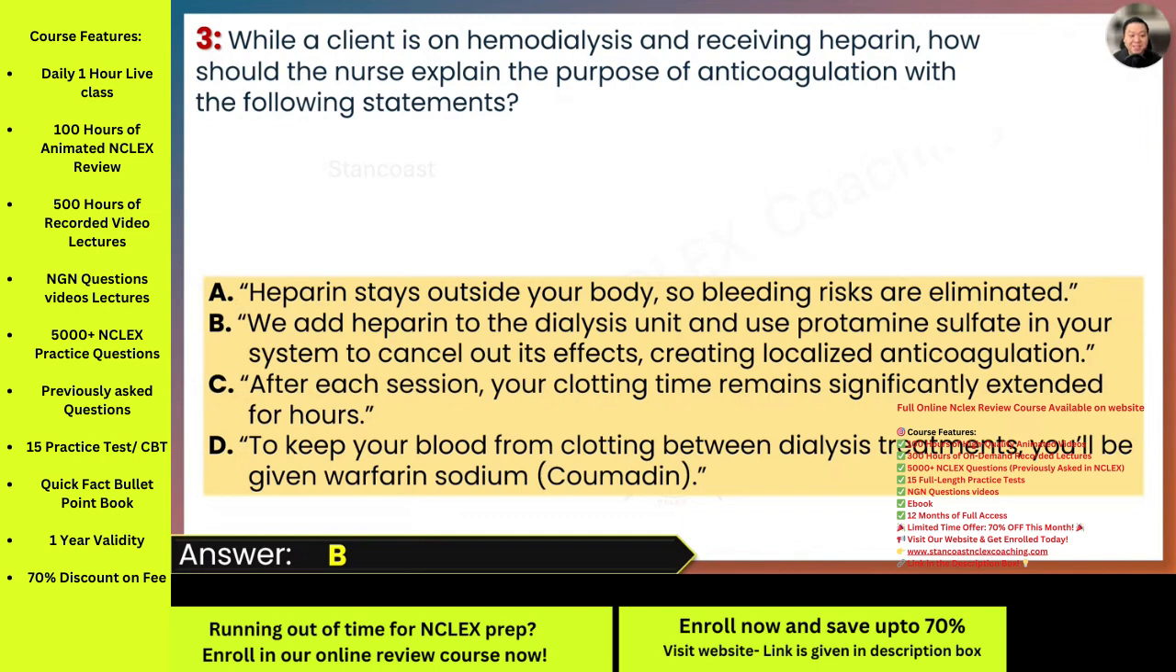The question basically is asking how to explain anticoagulation in the dialysis patients, not in general. And so the best answer should emphasize localized anticoagulation, and that's why we are selecting letter B.